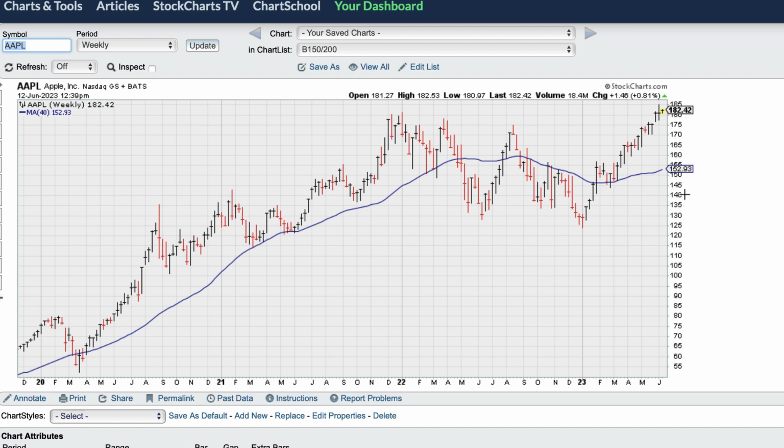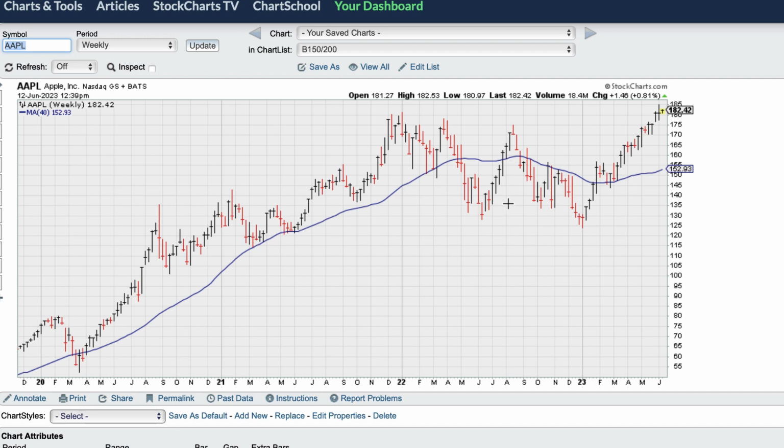Also, secondly, which direction is the moving average currently pointing? So this is the section we're interested in. This is what's happening. So which direction is it pointing? It's pointing up. This is a healthy situation.